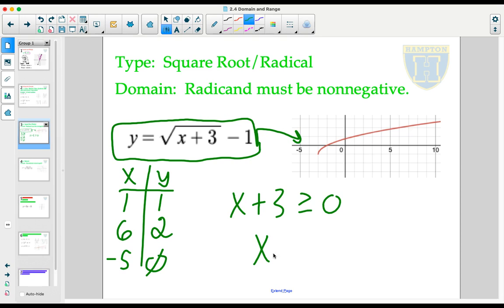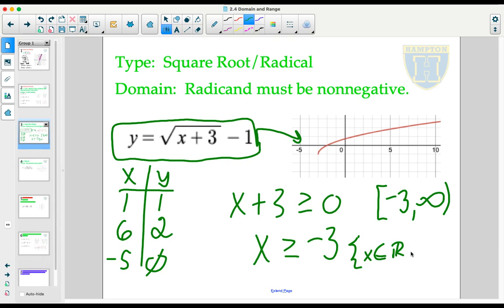Solving this very simple inequality, I get that x is greater than or equal to -3. If I want to write that in interval notation, I'm going to start at -3 and go up to infinity. If I want to write it in set notation, I'm going to write it as x is an element of the real numbers such that x is greater than or equal to -3.